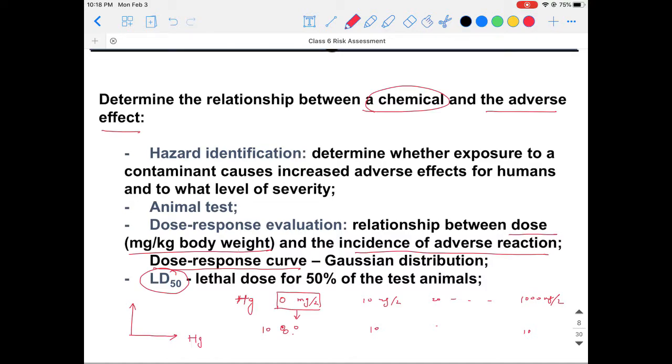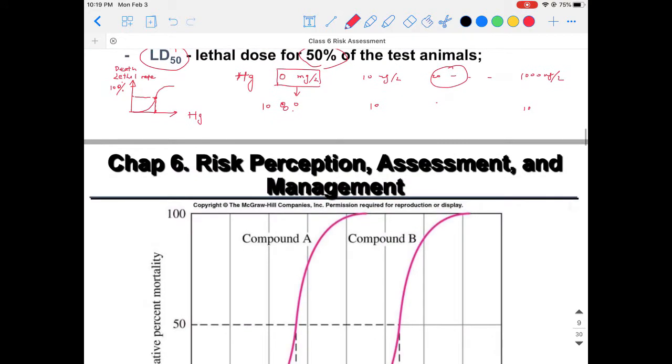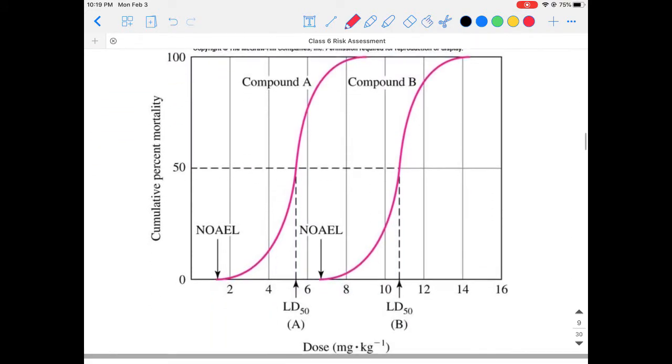What we can see is that as the mercury concentration increases, the lethal rate, or death rate, also increases. It's going to follow a curve like this. So the LD50 means 50% of the test animals are dead because of this contaminant. We can find out the LD50 based on these experiments.